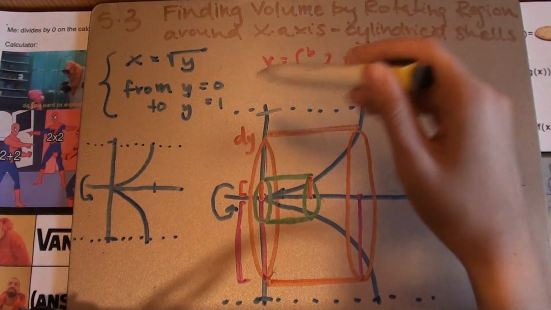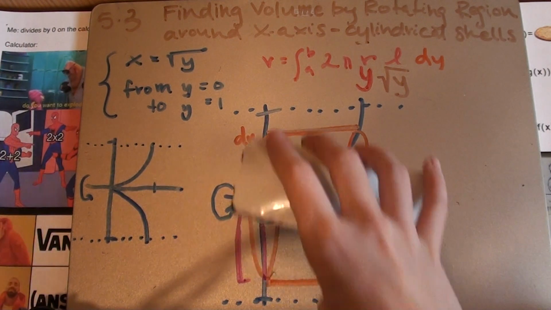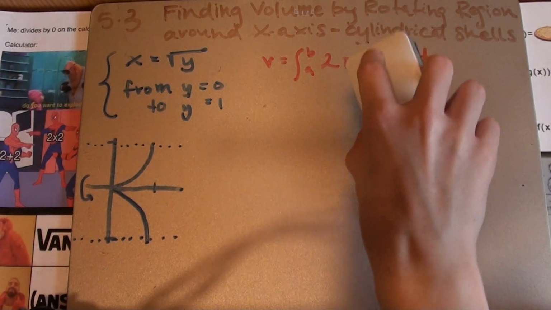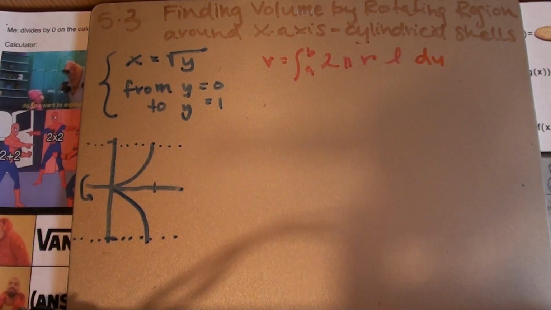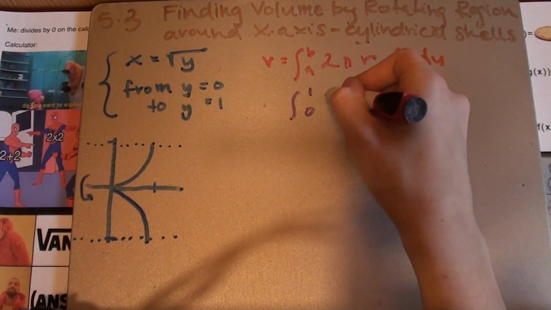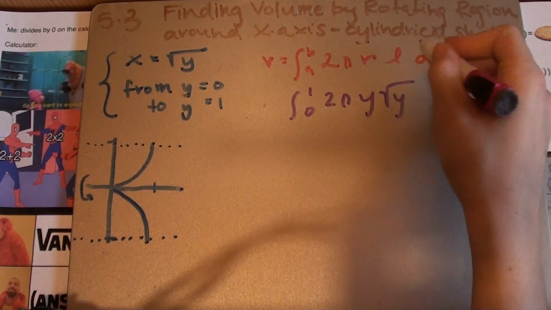And last but not least, we have our dy, which we said is the width of our cylinder. So we have a super infinitely small width. Now that we have all of the pieces of our integral, we can begin to integrate and find our volume. So I'm going to erase our picture here, and plug in the information that we know. For this problem, we're integrating within our bounds of y from 0 to 1 of 2 pi, our radius we said was y, and our length we said is the square root of y, dy.